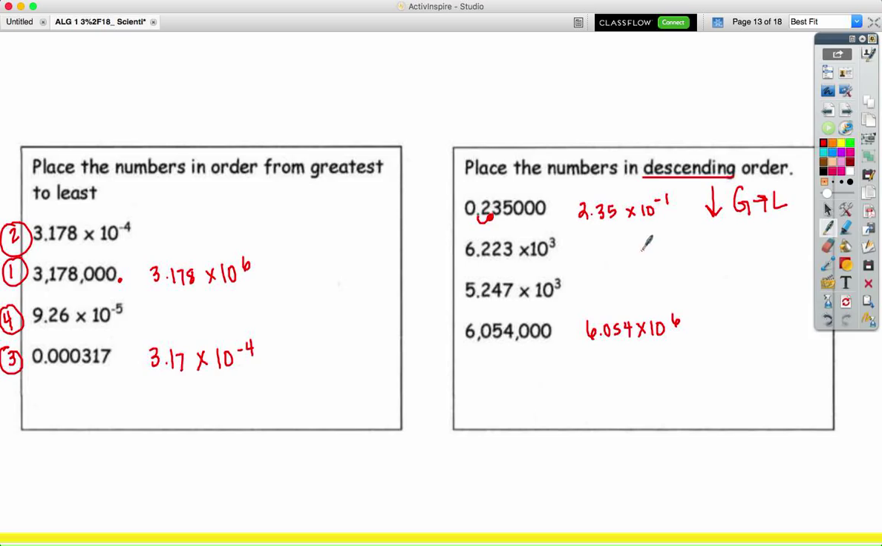So the biggest number here is obviously the +6th power. So that's the biggest number. Then these are both to the +3, so that's when we'll look at the number out front. We've got 6.223, which is bigger than that one, so that'll be the second largest, then the third largest, and then the smallest number is the exponent of -1, so it is the smallest number here.